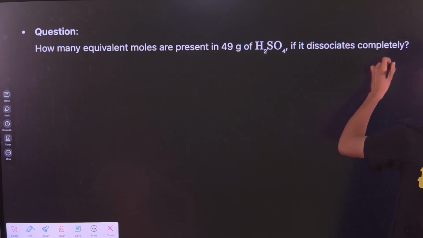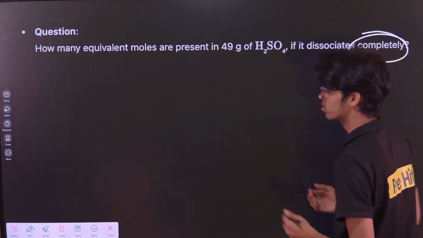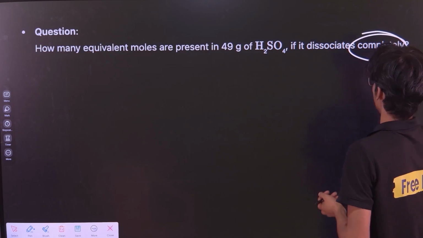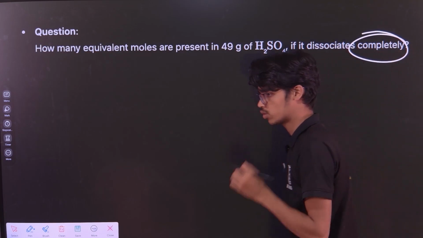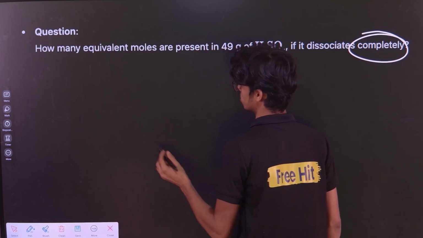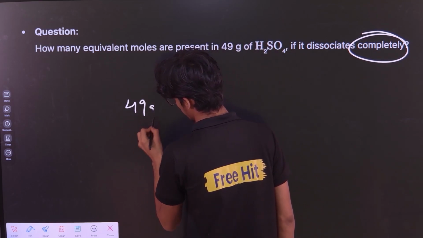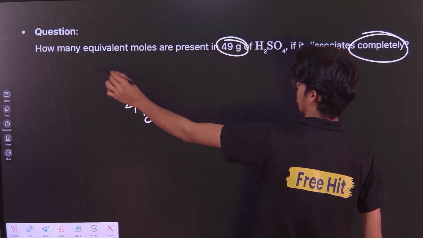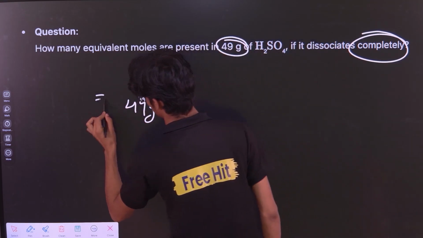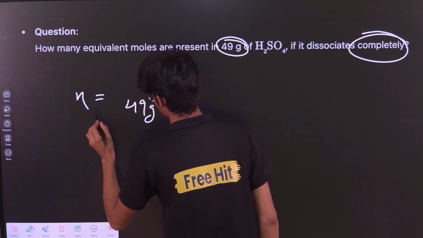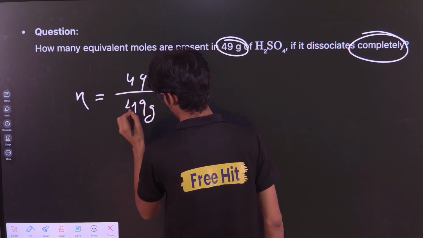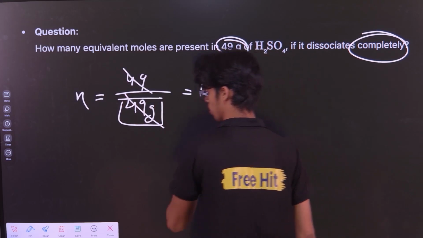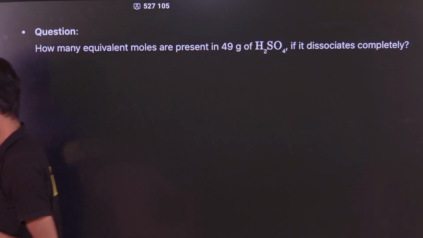If it dissociates completely, now in the previous question, if you rewind this video back, you will see that during the complete dissociation, the value of N was 2. So the equivalent mass was 49 gram. Got it? That is the equivalent mass. Now the given mass is 49 gram. How many equivalent moles? We have to find out the equivalent number of moles. So equivalent number of moles is equal to given mass upon equivalent mass, and that is equal to 1. That's it. I hope I am understandable with these questions.